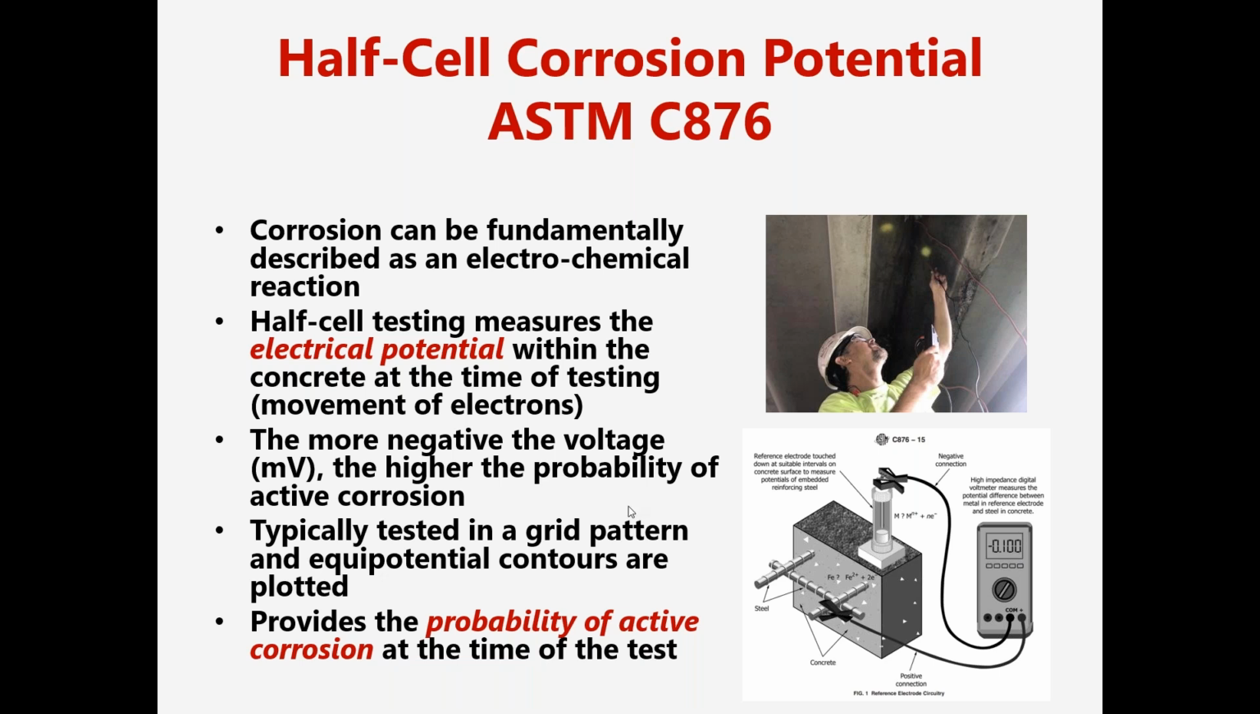The more negative that reading is, it implies a higher probability of active corrosion, because that's what we're measuring, those electrons moving around. And remember, those electrons are negatively charged particles. So the more negative the half cell reading is, it implies that there are more electrons moving around, so there's a higher probability of active corrosion. And again, that's what this half cell test does: it gives you an idea of the probability of active corrosion at the time of the test.